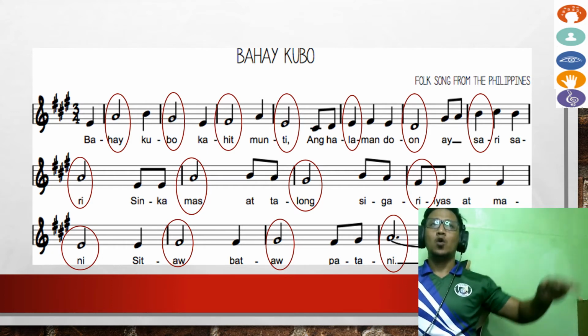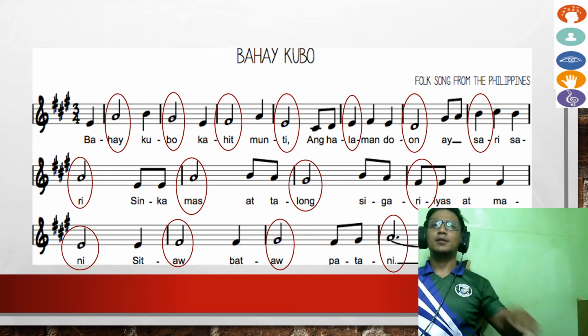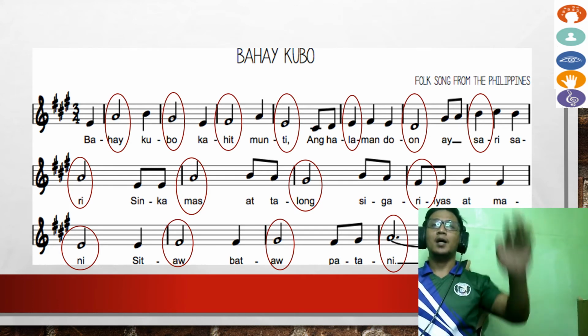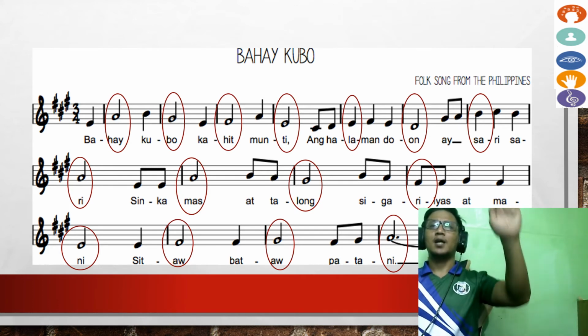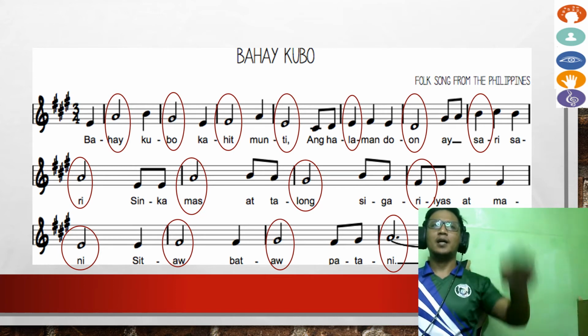Bahay kubo, kahit munti ang halaman doon ay sari-sari, singkamas at talong, sigarilyas at mani, sitaw, bataw, patani.